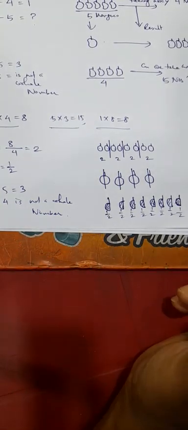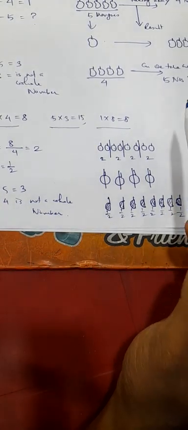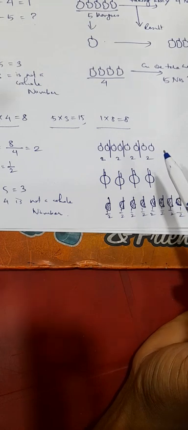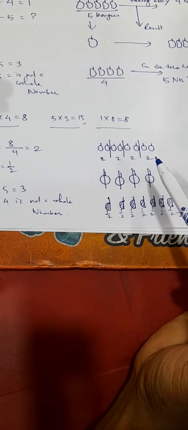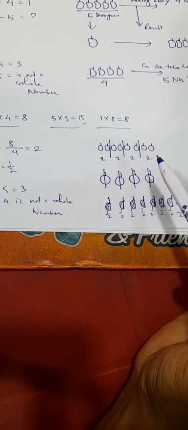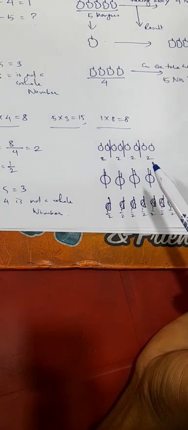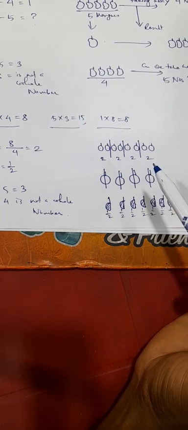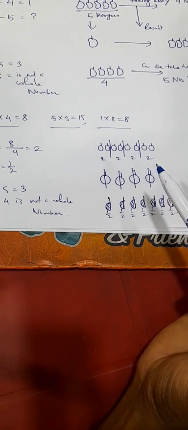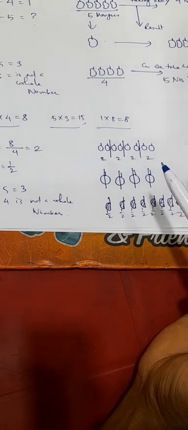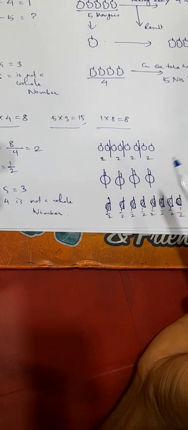So what we have learned: addition of any two whole numbers is again a whole number. Multiplication of any two whole numbers is again a whole number, but subtraction and division of any two whole numbers may not be whole numbers. So we learned that the whole numbers are closed with respect to the operation of addition and multiplication.